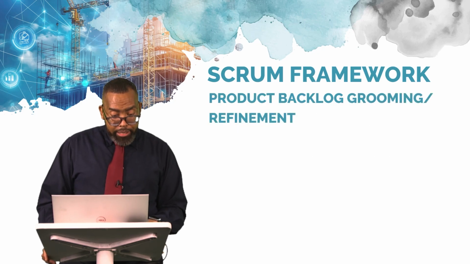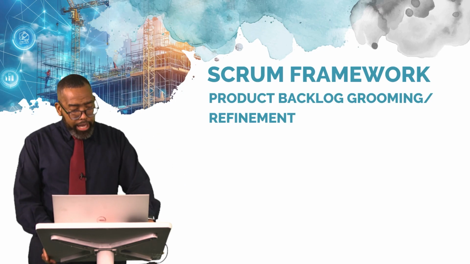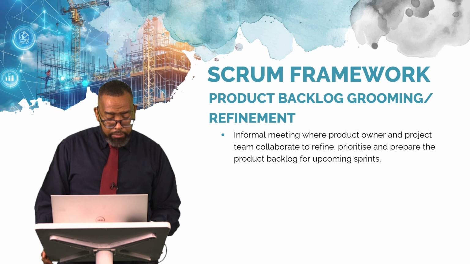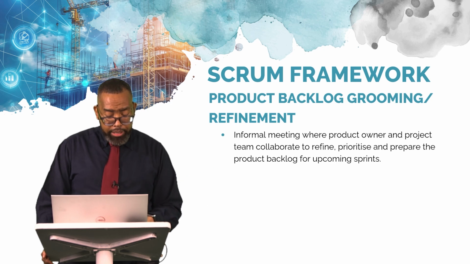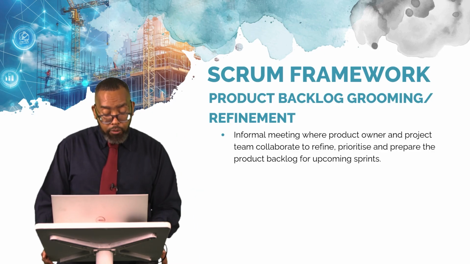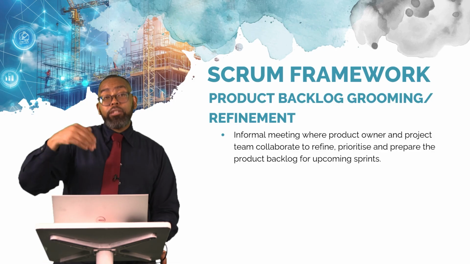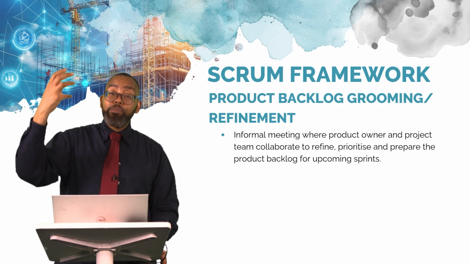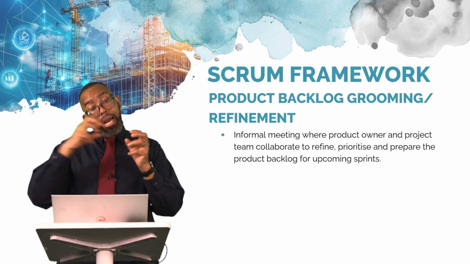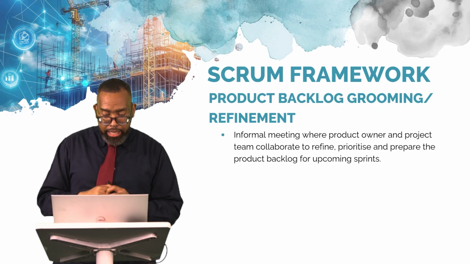Right, the next element in the Scrum framework is the product backlog grooming or refinement. And what this is, is just an informal meeting where the product owner and the project team collaborate together in order to refine, to prioritize, and prepare the product backlog for upcoming sprints. One of the key characteristics of the product backlog is that it has got to be kept and maintained in a state that is prioritized, such that the development team at any given point in time are able to pick items from this prioritized list, pull them into a sprint, into an iteration, and have those delivered.